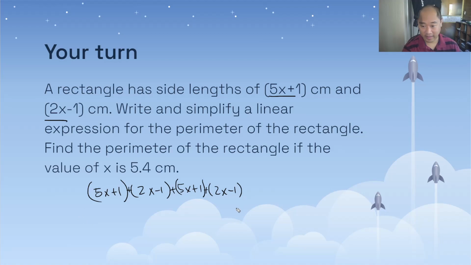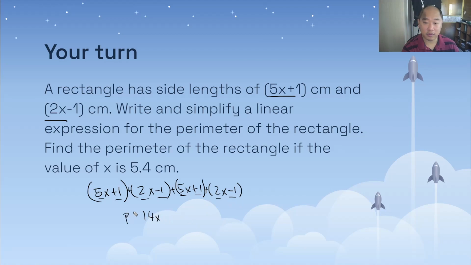Again, since we're just adding, the parentheses don't need to be there, right? Plus there's nothing to simplify inside the parentheses anyway. So we have 5x and 2x and another 5x and another 2x. That's 14x. And then we have plus 1 and minus 1, and they cancel out. So all we have left is 14x.